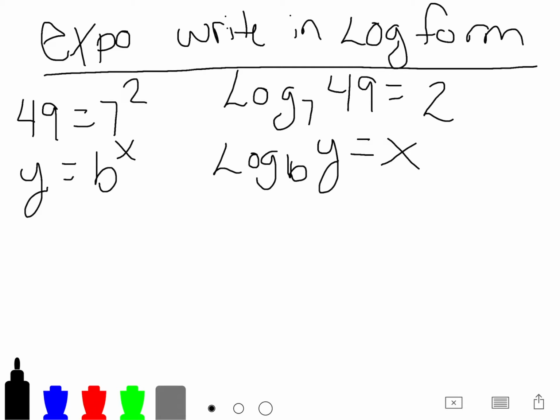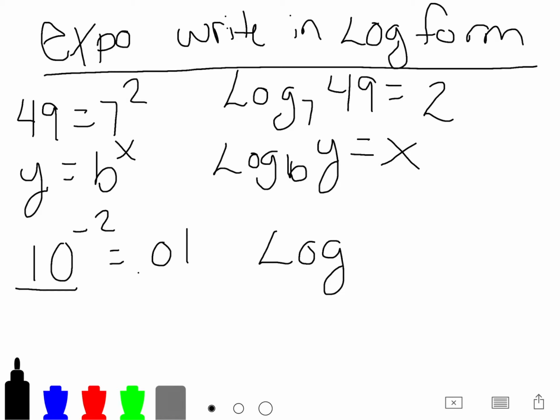Another example that is on your notes is 10 raised to the -2 equals 0.01. So again, I would just make that a log. However, whenever we have a base of 10, we always count in tens, right? 10, 20, 30s, 100s. That's the metric system. So you don't have to write the 10. Any log is already a base 10. So it would just be log of 0.01 is equal to -2. Okay? Hopefully we understand that.